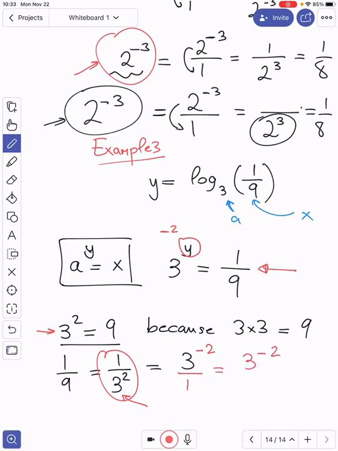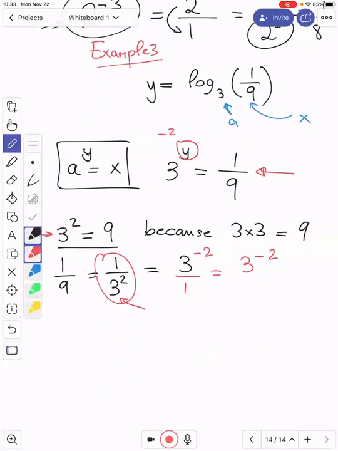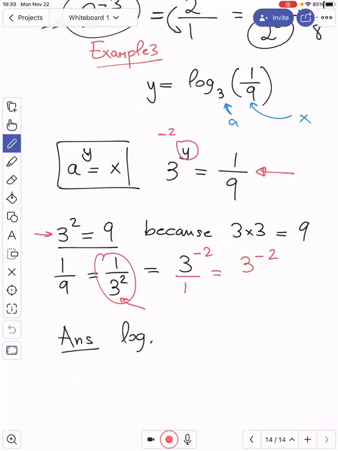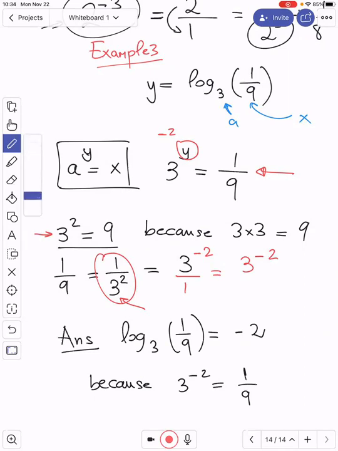So then your y, to answer this question here, log in base 3 of 1/9 would be equal to -2, because 3 to the -2 is equal to 1/9. Again, this is your a, this is your x, and this is your y, and this is a to the power y is equal to x.